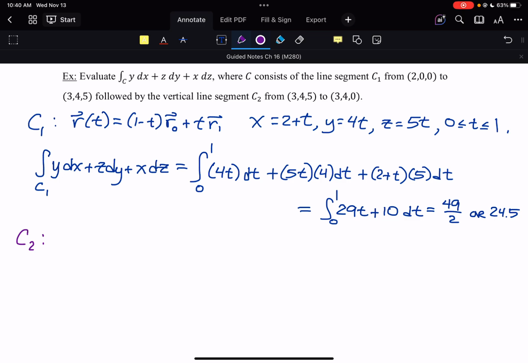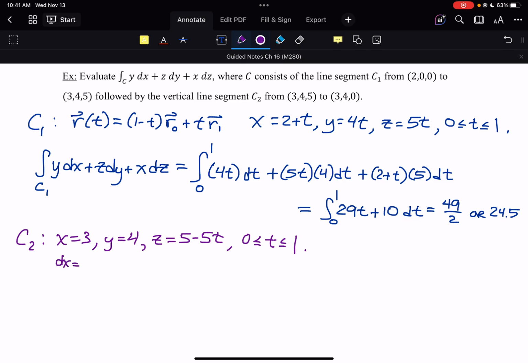C2, the vertical line segment, we can parameterize in the same way. Or you could just work with z as the parameter, because x is 3, y is 4, and z changes from 5 to 0. So you can absolutely find a way of setting that up. But just for consistency's sake, if we parameterize using the same formula, we still end up getting x is 3 and y is 4, and z is 5 minus 5t, with t going from 0 to 1. So again, the key to this formula is consistency. We can parameterize in a different way if we want to, but if we use this formula, t will always go from 0 to 1. So we like the consistency of that.